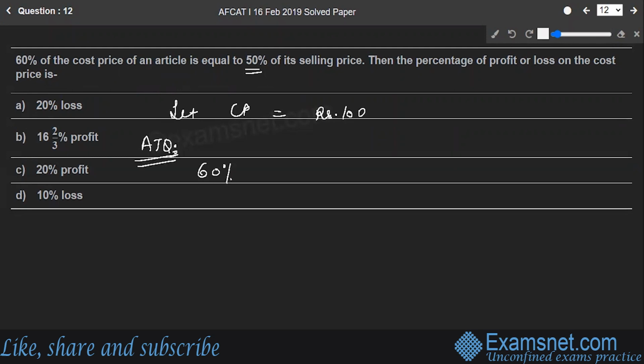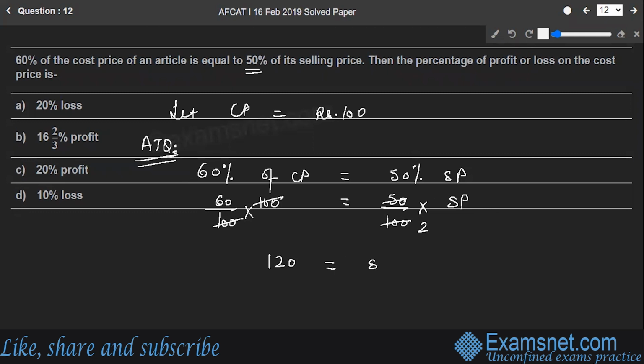60% of cost price is equal to 50% of the selling price. I don't know the selling price, I'll leave it as such. So this and this will cancel. This and this will be 2. 120 is equal to the selling price of the article.